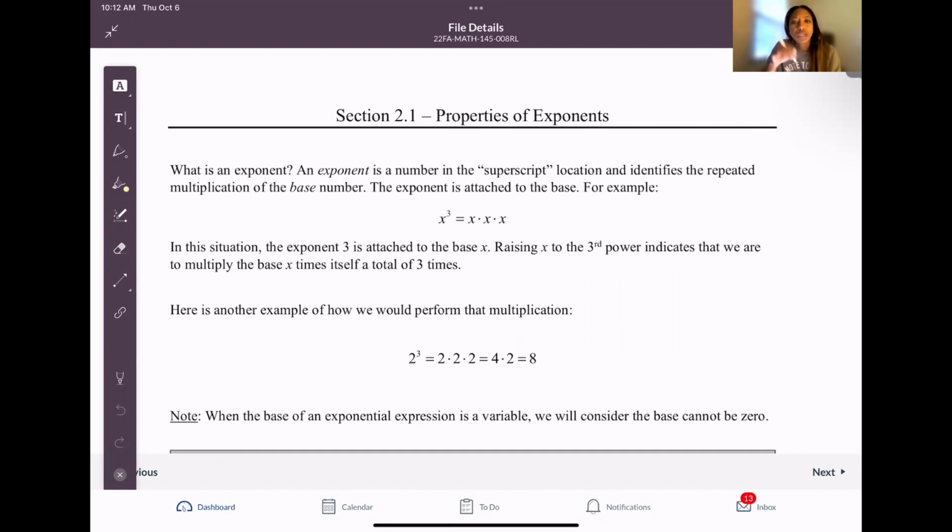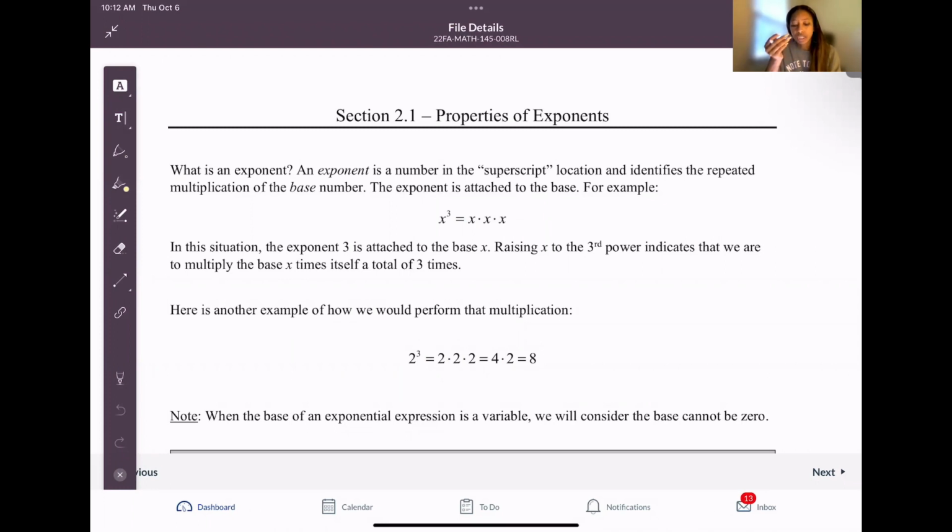In this section, we're talking about exponential expressions. An exponential expression is an expression where we have a number or a variable, we call that our base, and it's being raised to a power or an exponent. We use exponents to represent repeated multiplication of a number. So something like x cubed, that's an exponential expression. That just means x times x times x. Or 2 to the third means 2 times 2 times 2.